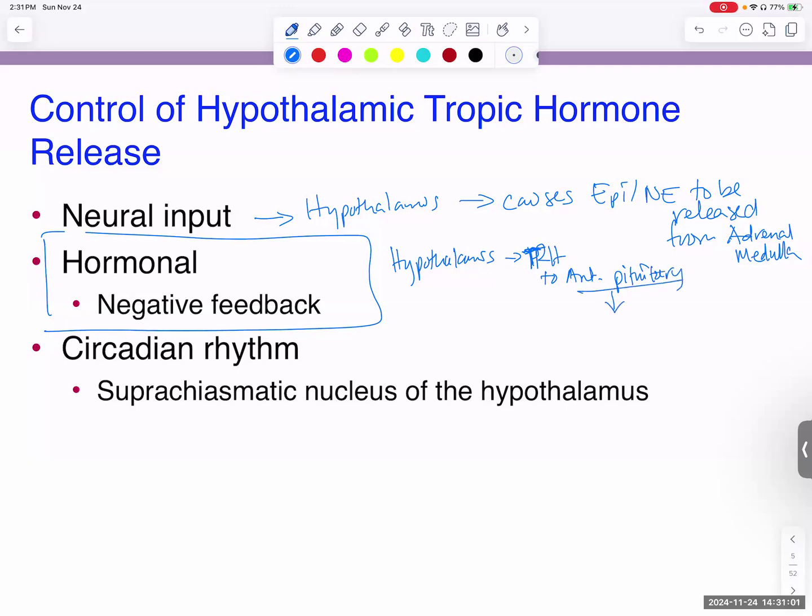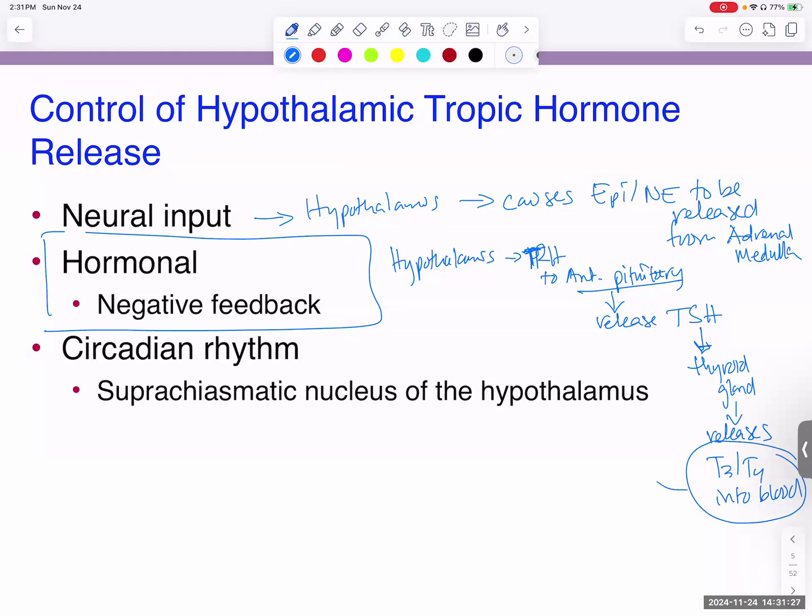That causes the anterior pituitary to release thyroid stimulating hormone, which goes to the thyroid gland, which releases T3, T4 into the blood. And T3, T4 is going to increase cellular respiration, it's going to increase body temperature, and this is going to then shut off thyroid releasing hormone from the hypothalamus. So that would be the negative feedback.